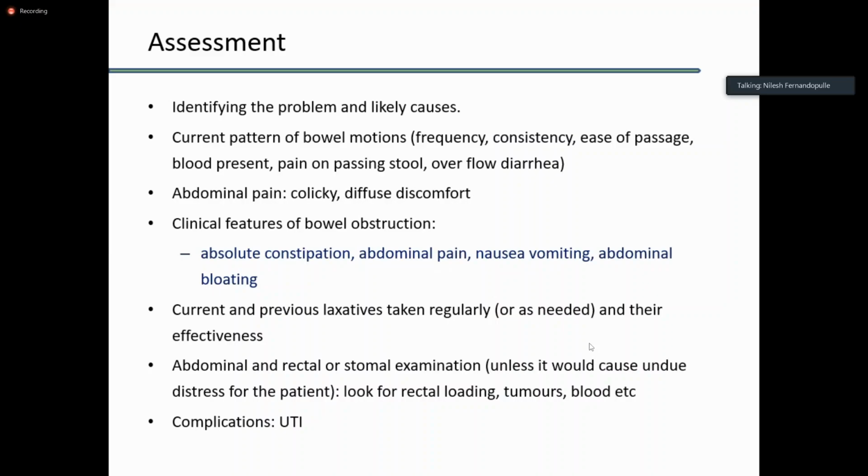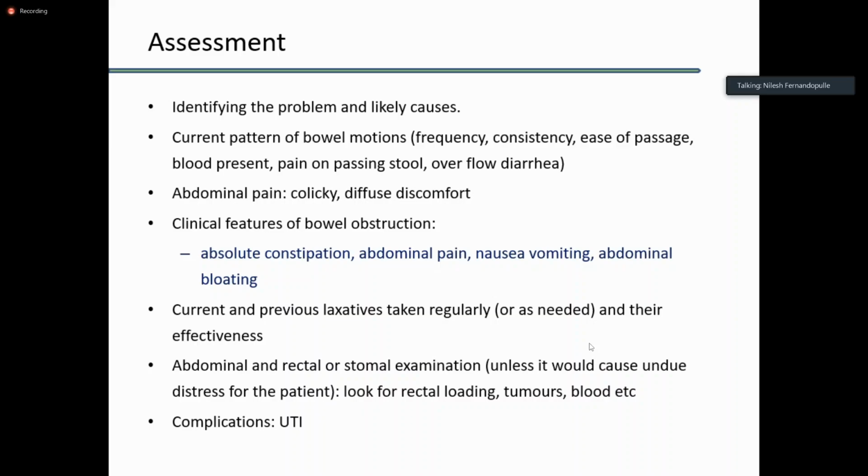See whether it's painful, whether it's colicky or a diffuse discomfort, when the patient has evidence of bowel obstruction, if it's absolute constipation, pain, nausea, vomiting, bloating. Check whether the patient has used laxatives before, because if you just prescribe the same laxative, the patient is not going to take it again.